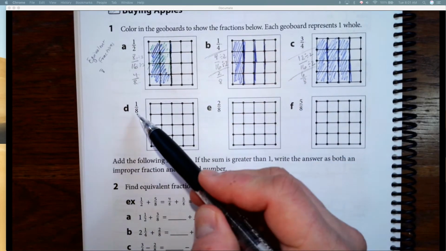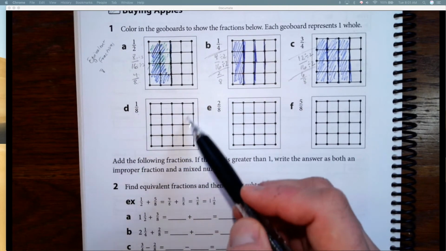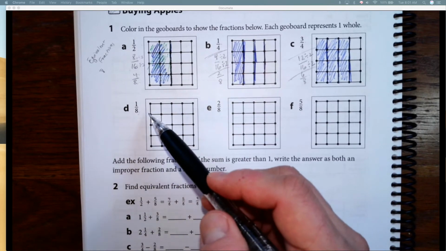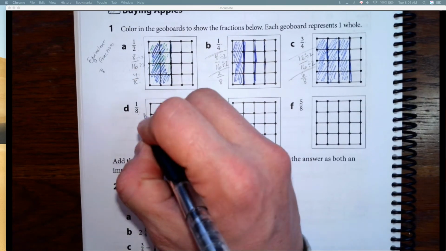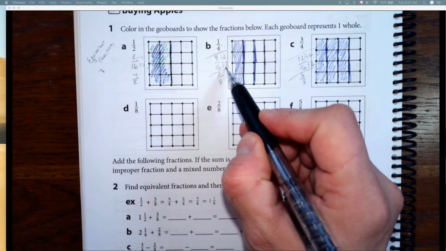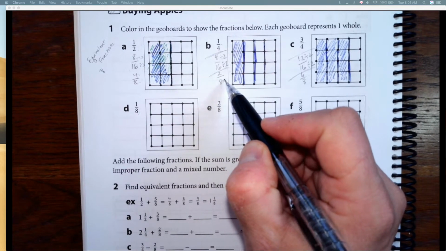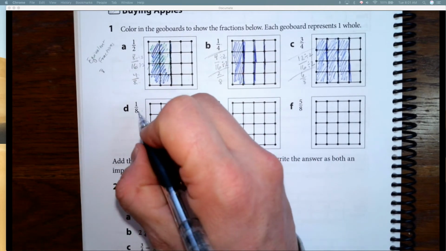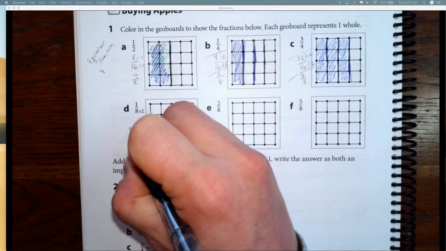So I know it's 1/8, and since we already know that there's 16 squares here, I'm going to change 1/8 into 16ths. Does anyone know how to do that? We can just double it, right? We can do the inverse or the opposite of going from 16ths to eighths. We can double the eighths to go to 16. So 1/8 times 2 gives me 16ths.